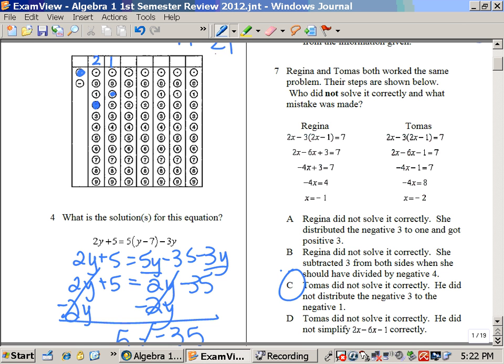Thomas did not solve it correctly because he did not distribute the negative 3. So right in here, negative 3 times negative 2 is negative 6, and negative 3 times negative 1 is not 1. That would be positive 3. See over here where Regina said that's positive 3.